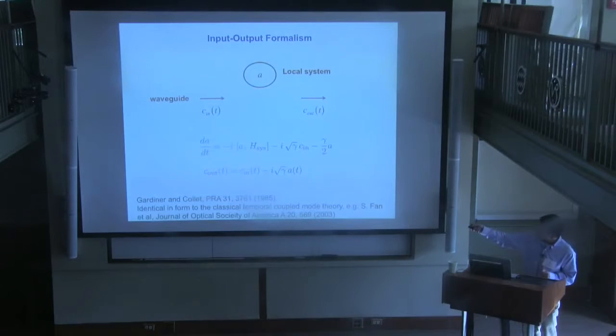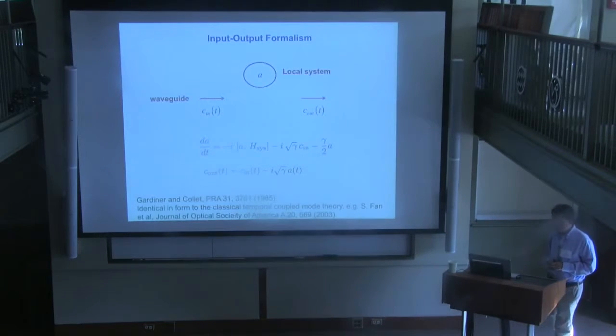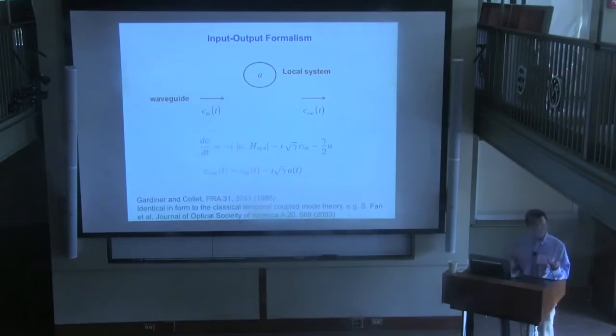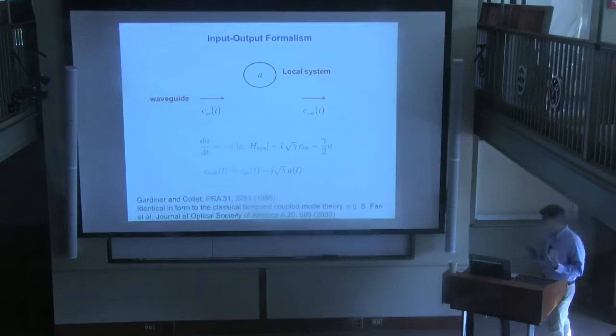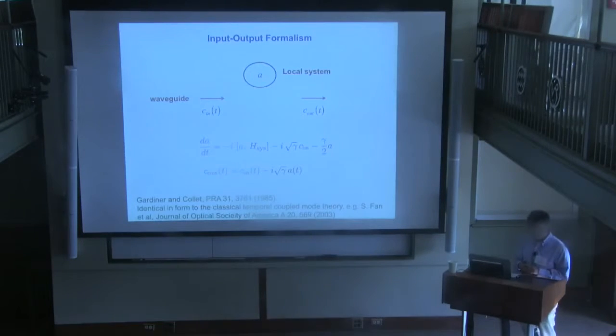And then the output field is related in two parts. One of them is a direct transmission, so it's the input field by itself, and then the decay of the local system, so it's the local system times a decay constant. So this equation is entirely in the Heisenberg picture. These are operator equations. Once you have nonlinearity here, of course, it becomes highly non-trivial to solve. On the other hand, in form it is actually identical to what's called the classical temporal coupled mode theory that people have extensively used to describe nanophotonic geometry. So there is a very interesting connection between quantum and classical systems in this kind of formalism as well.